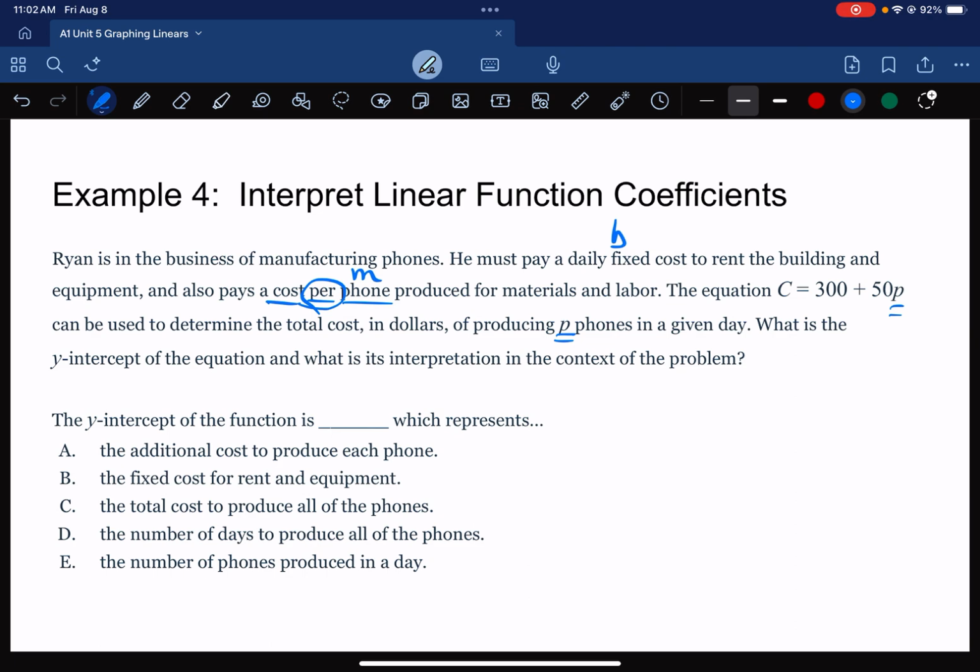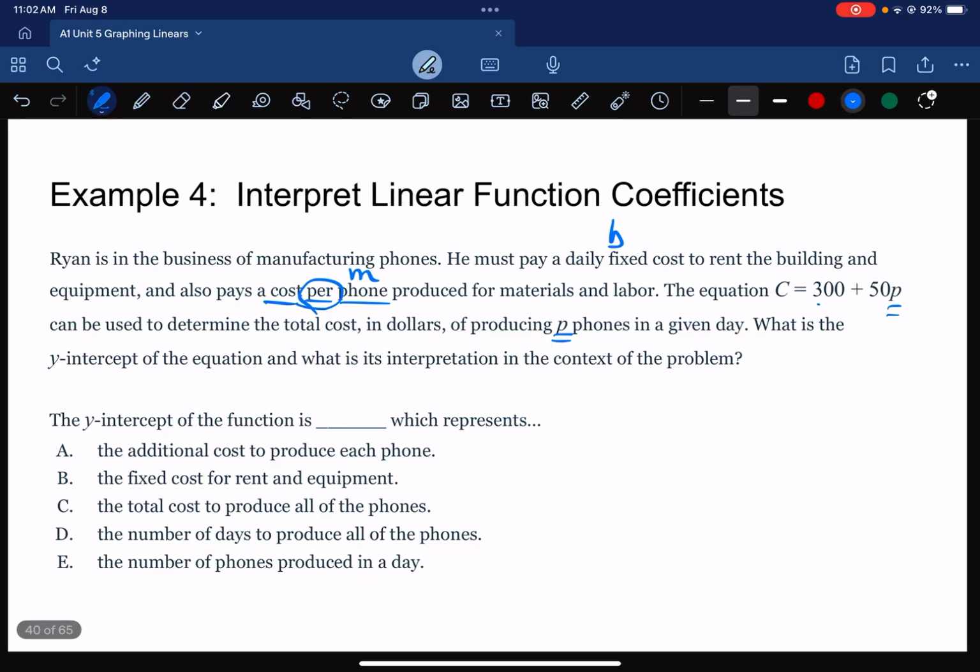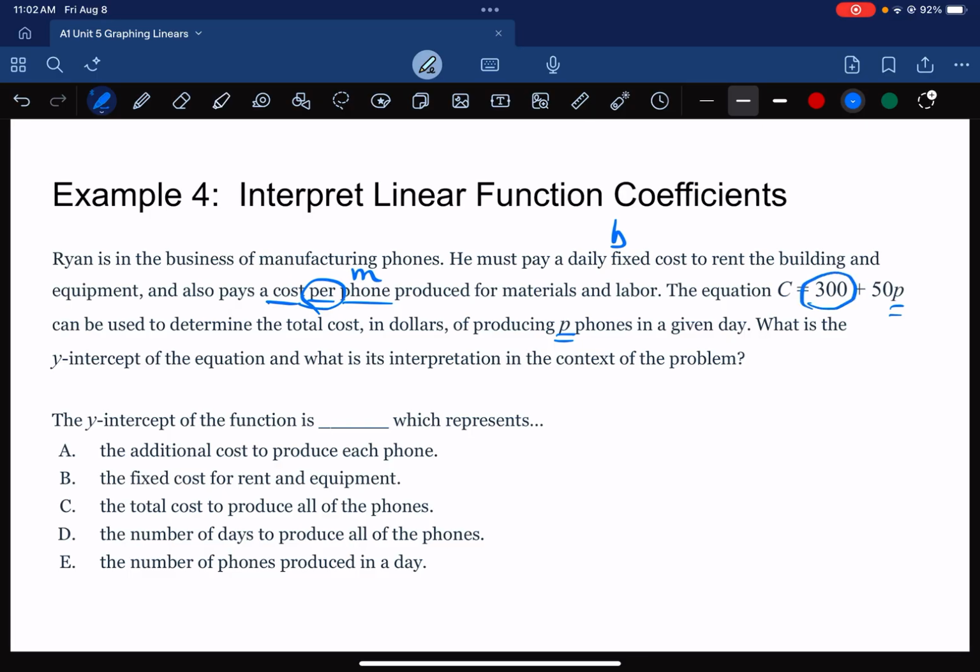Well, the y-intercept is that value that you pay one time. What cost does he pay one time? Well, that's the $300. This is the y-intercept, 300. And it represents the additional cost to produce phones? No. The fixed cost for rent and equipment? Right there. Daily fixed cost to rent the building and equipment. That's what we need. B. Okay?